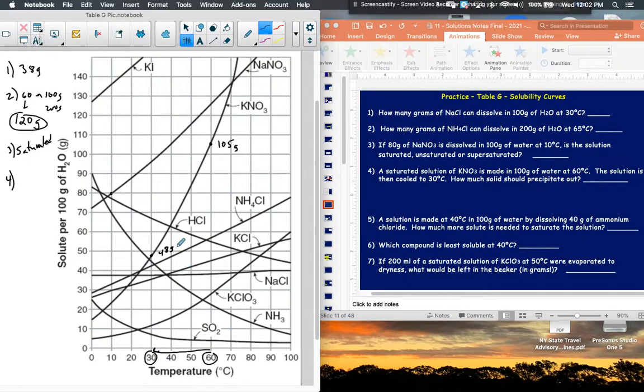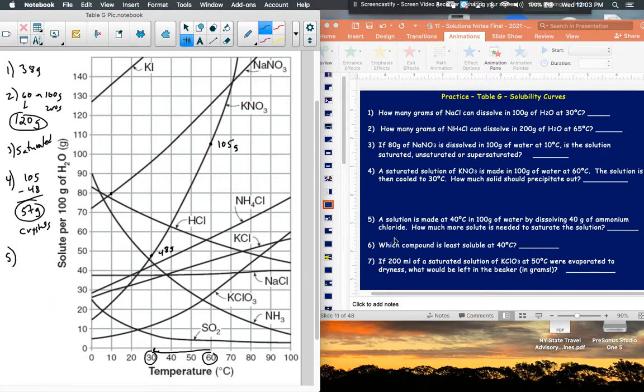Now, you've got to think about this for a minute. At 60 Celsius, you could fit 105, but at 30 Celsius, you can only fit 48. So the difference between the two is the amount of crystals. We're going to take 105 and subtract 48, and we're going to get about 57 grams of solute. That means that 57 grams will be crystals, because you can only fit 48 at low temperatures and 105 at high. All right, so we're all good there.